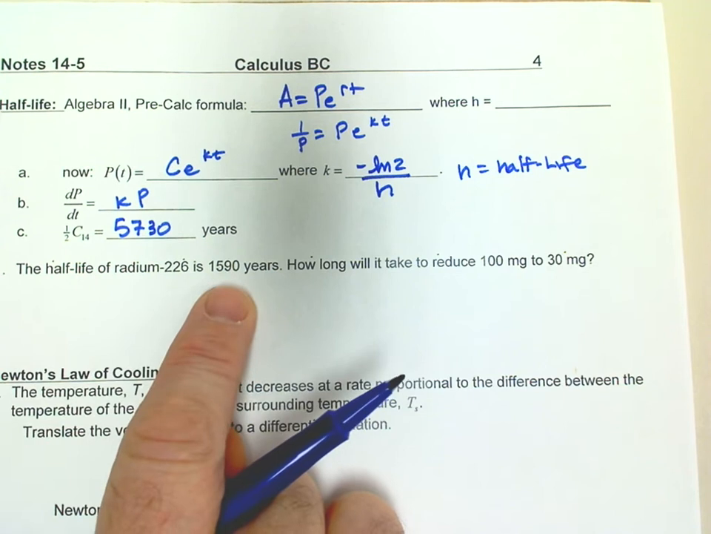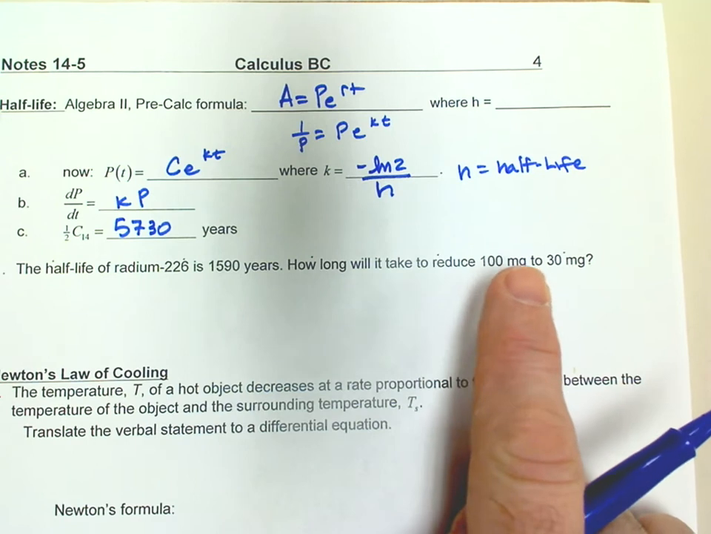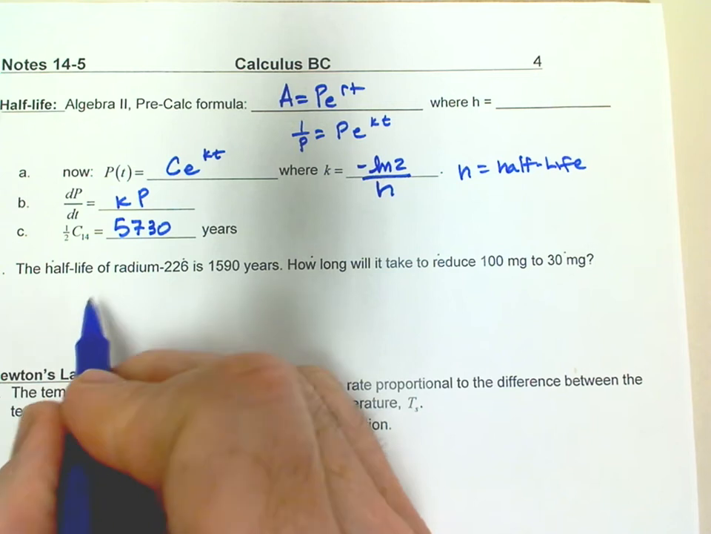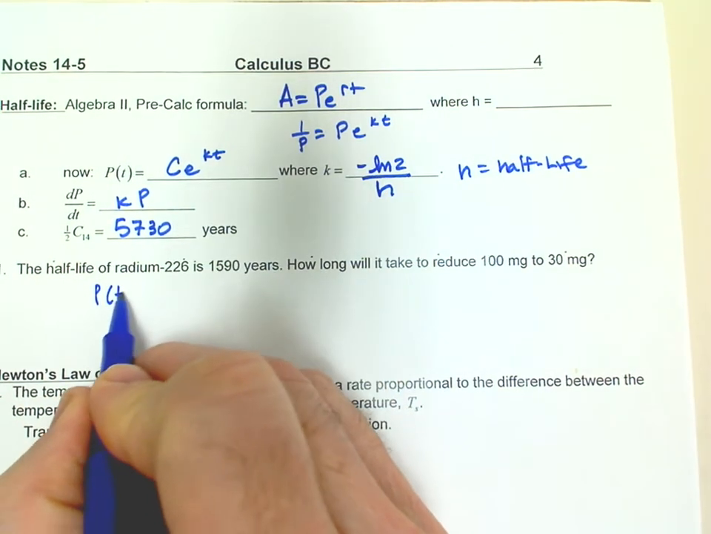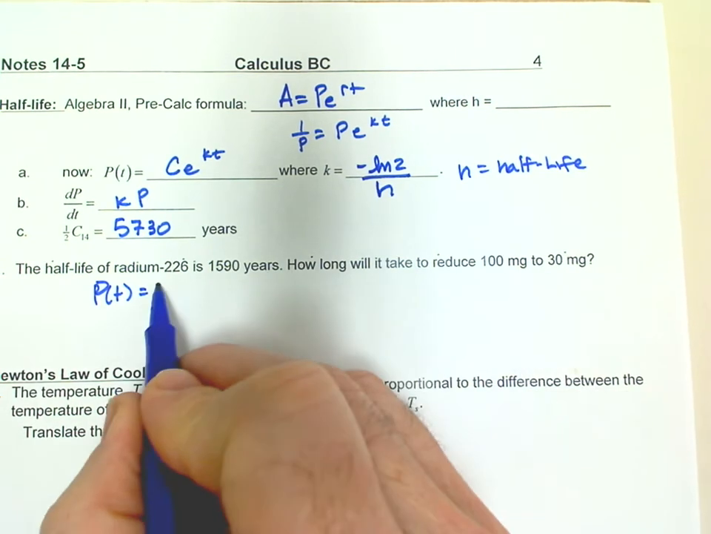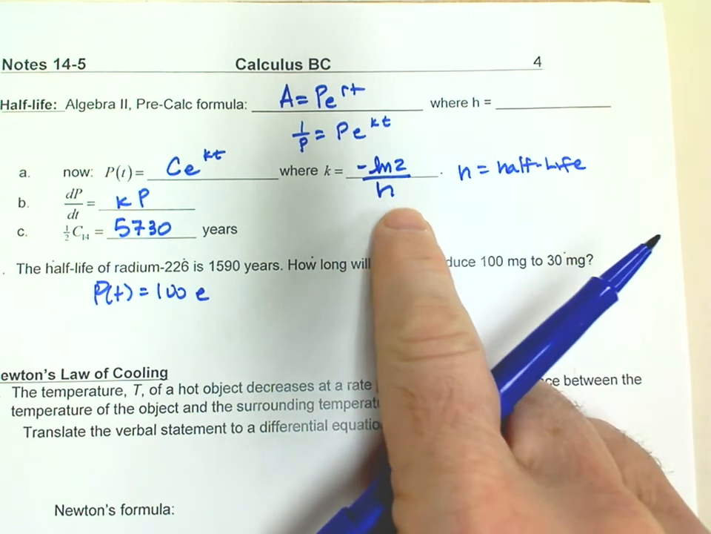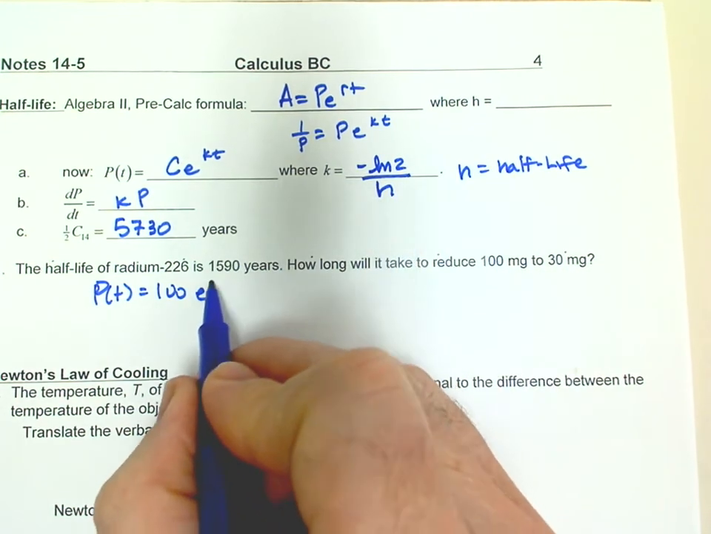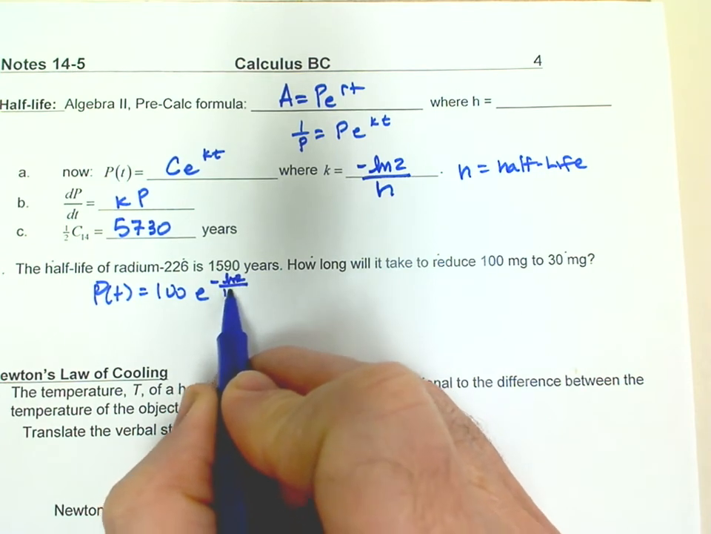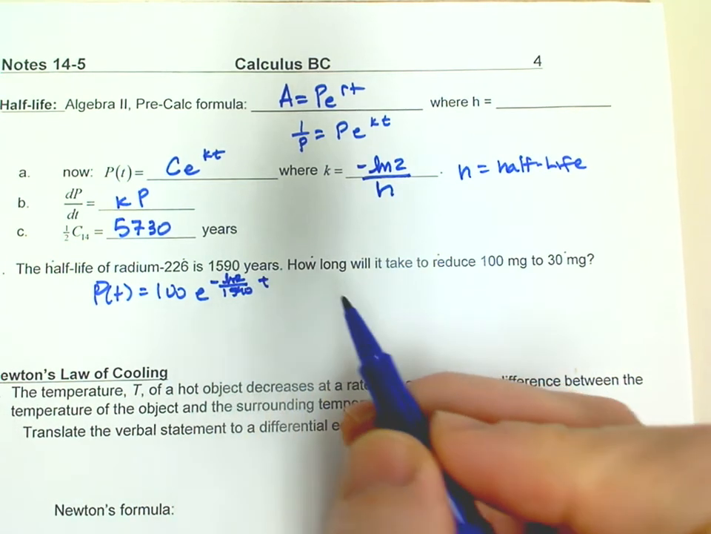The next problem we're going to do using this information is with radium-226, which has a half-life of 1,590 years. How long will it take to reduce 100 milligrams to 30 milligrams? Based upon what we've done above, whatever amount we have, P of T, will be the initial 100 milligrams times e, and our K will use the natural log of 2 divided by the half-life of 1,590, and we're going to solve for T.